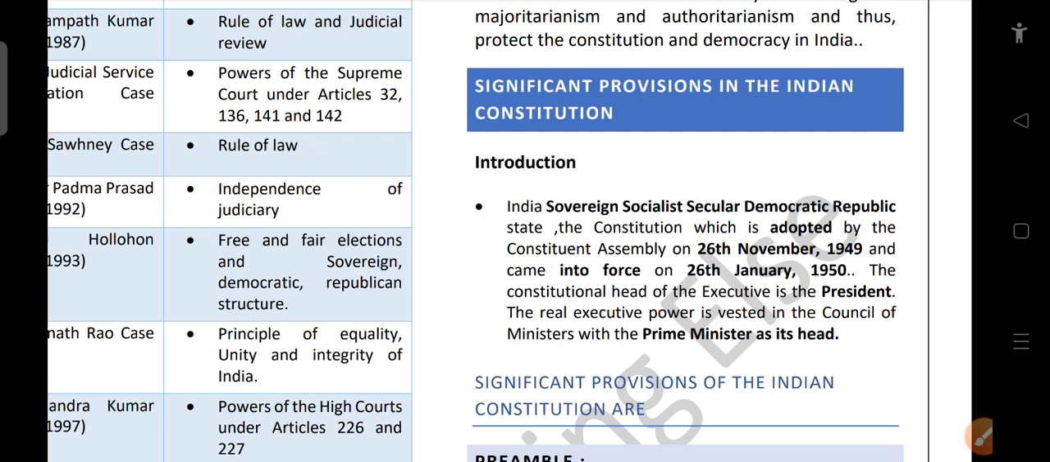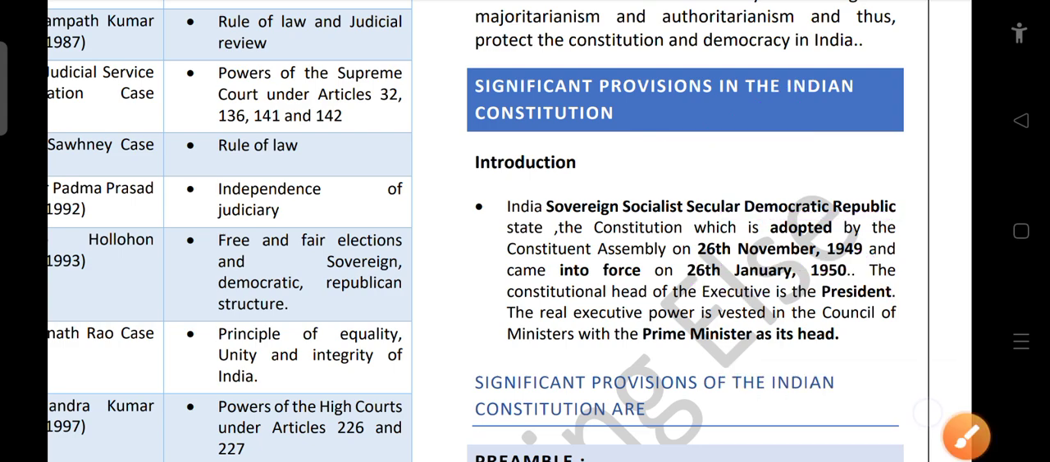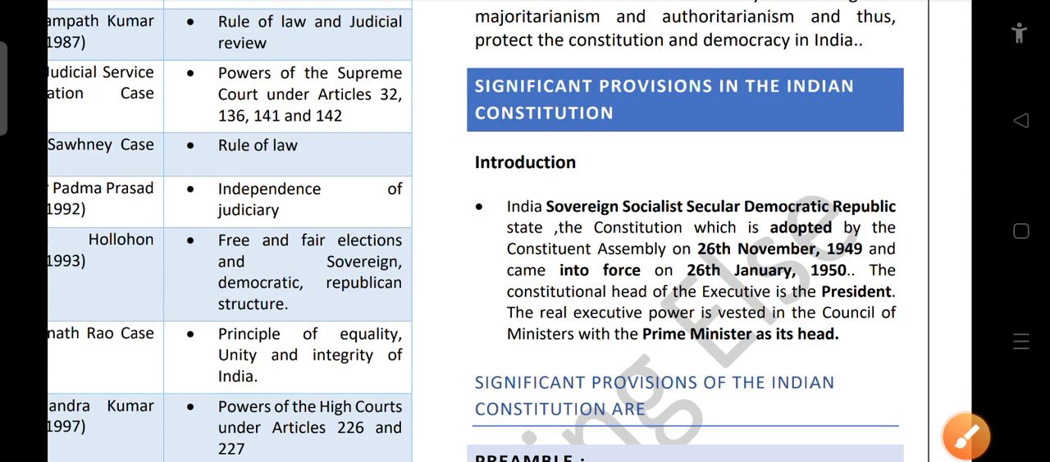Then what are the significant provisions in the Indian Constitution? This is the next topic. In that, India is a sovereign, socialist, secular, democratic republic state. The Constitution was adopted by the Constituent Assembly on 26th November 1949 and it came into force on 26th January 1950. Constitutional head is the President. Real executive power is in the Prime Minister, Council of Ministers with the Prime Minister as the head. So, significance of various constitutional provisions will be seen in the further days.